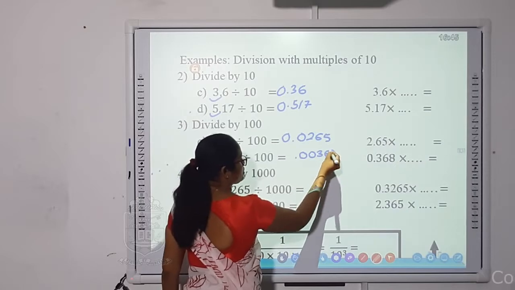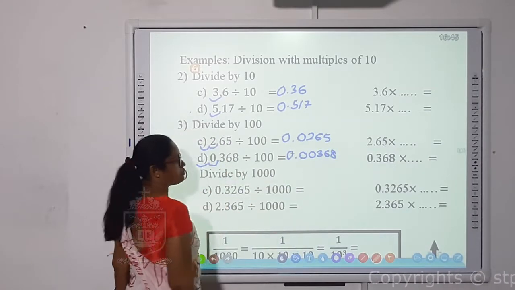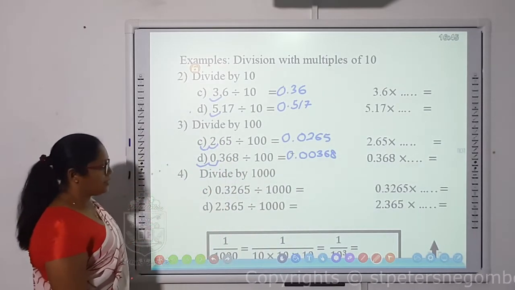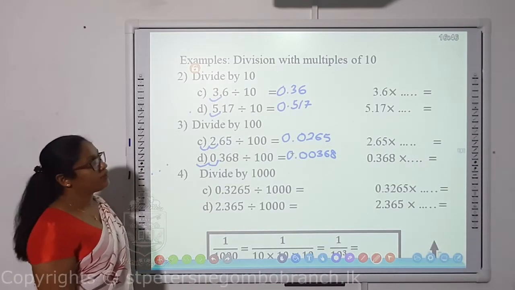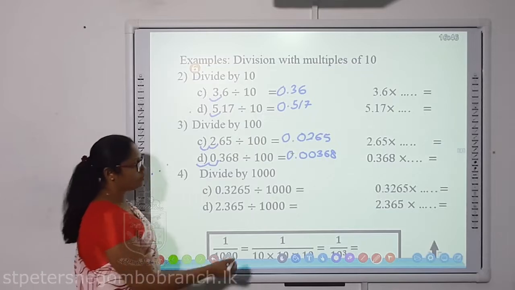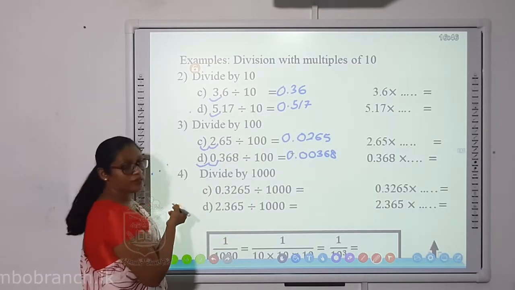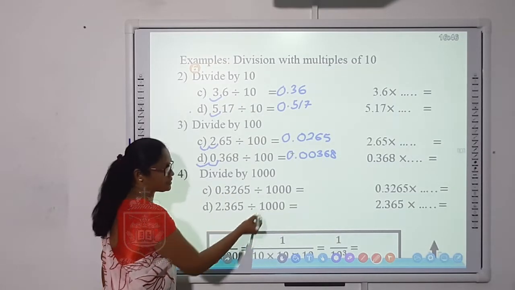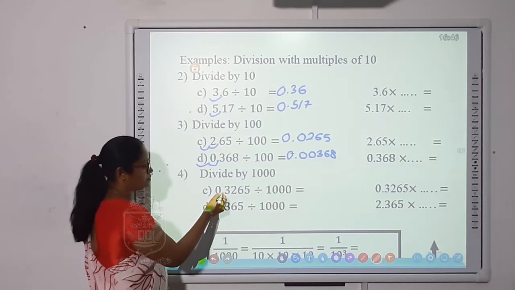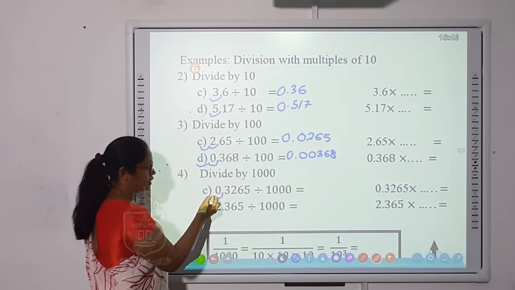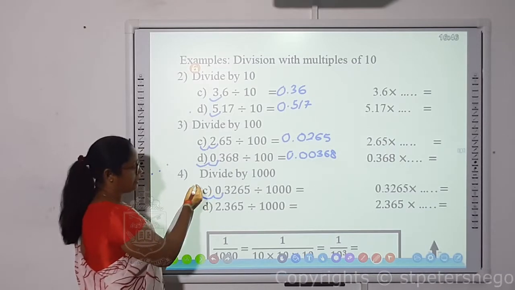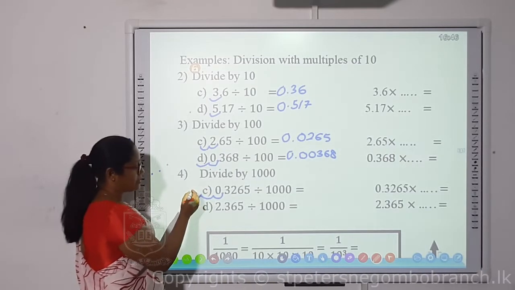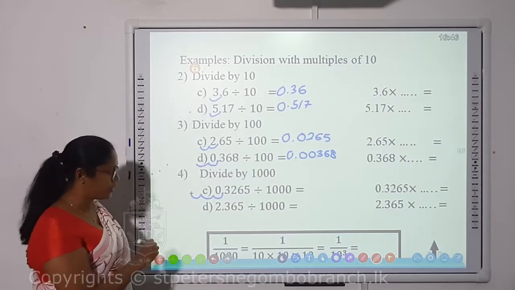0.00368. So in front of the decimal we can put 0, right? The final one I want to explain here is divide by 1000. So shift the decimal place to the left hand side by 3 places. We can do it like this: 1, 2, 3. So you can see two places blank. For those places you can put 0, right?